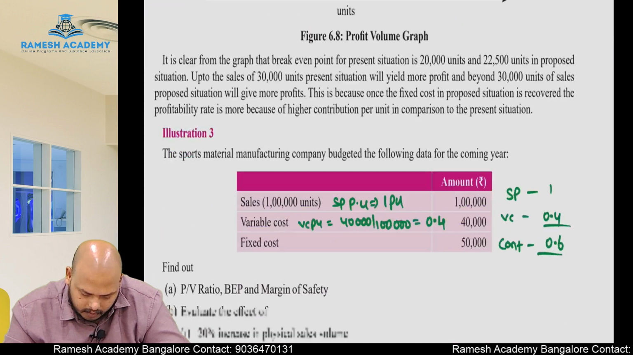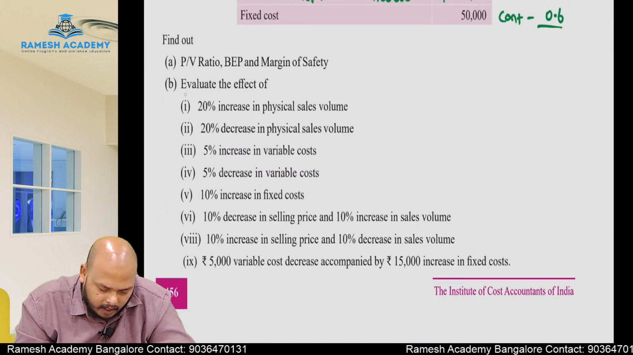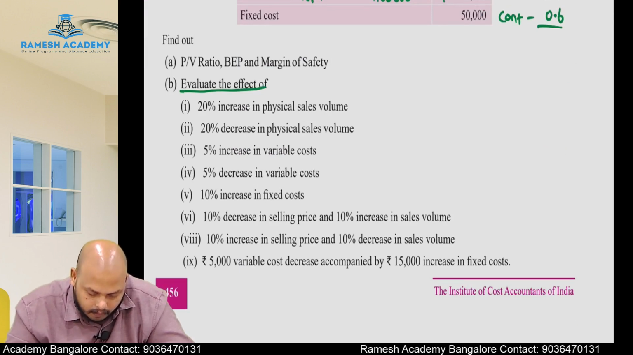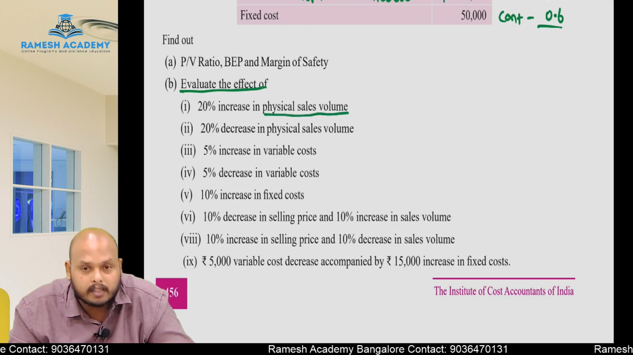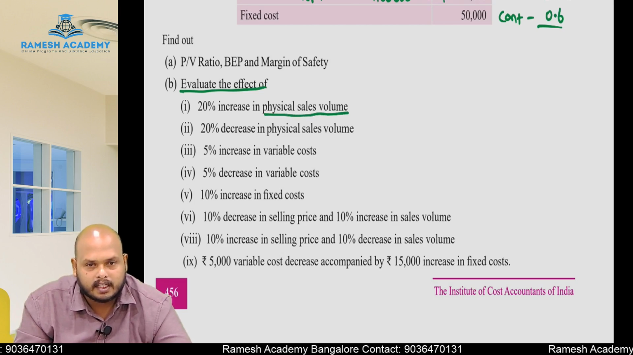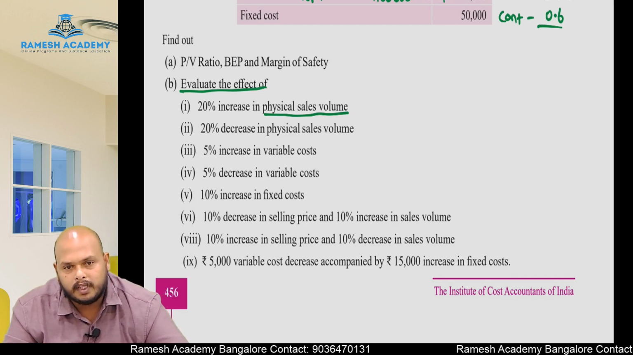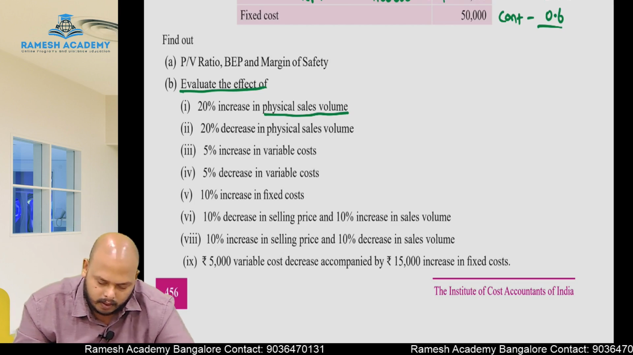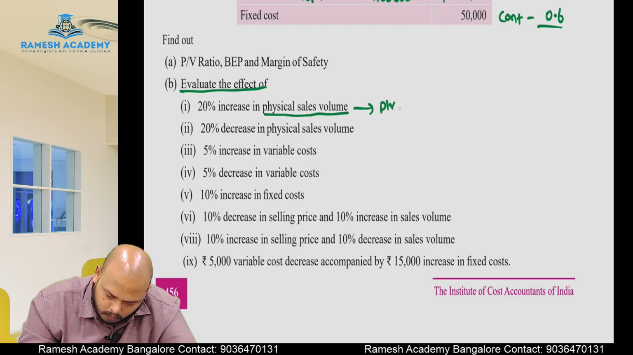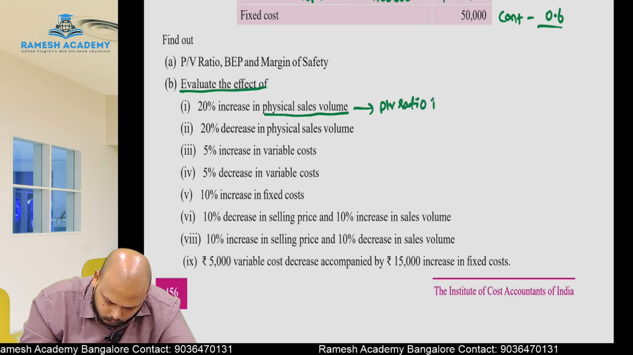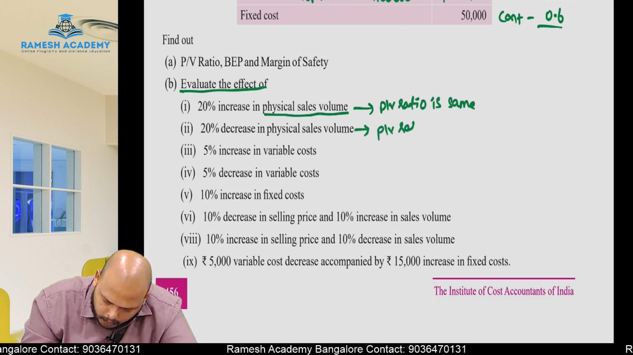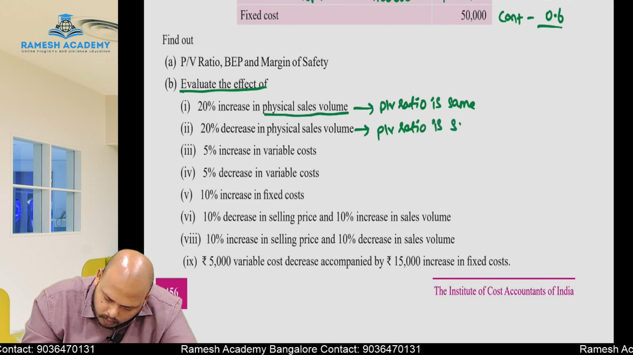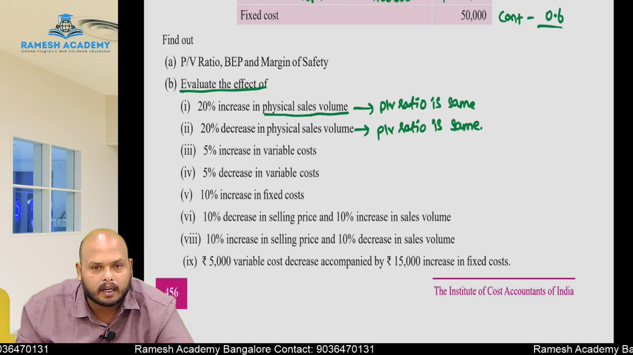Next, let us see the remaining part of the question. Evaluate the effect of 20% increase in the physical sales volume. How much is the sales volume increase? 20% increase in the physical sales volume, he is saying. Already we know, right? We did the relationship. If the sales volume increases or decreases, still PV ratio remains the same. For this also, PV ratio is same. Okay? That is what he will do.